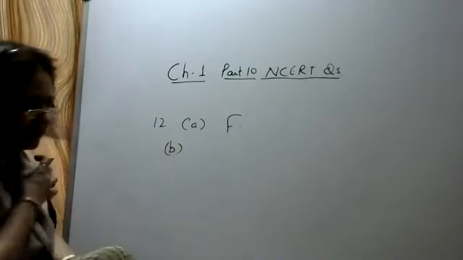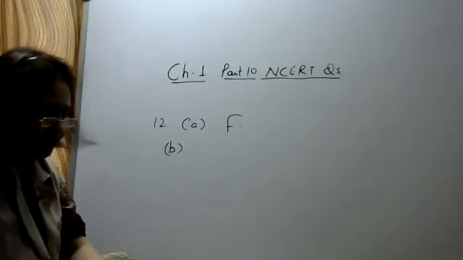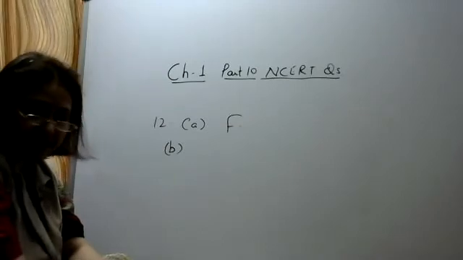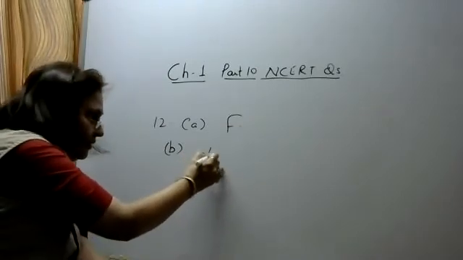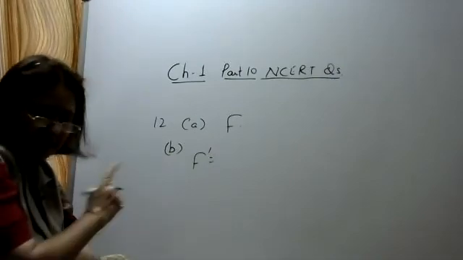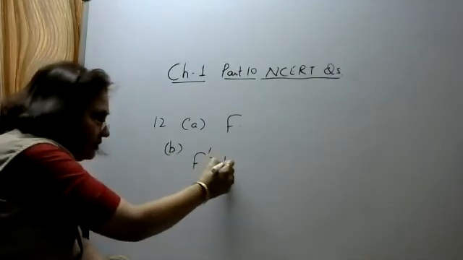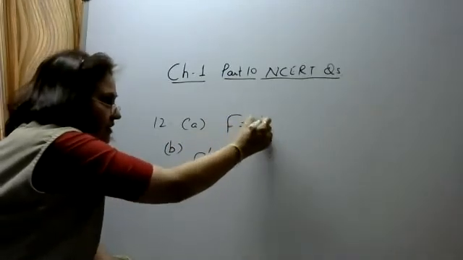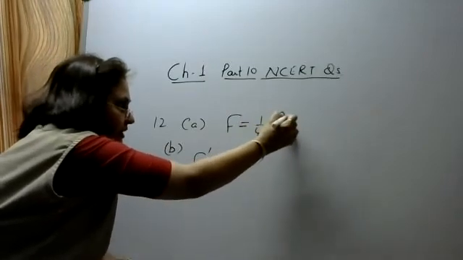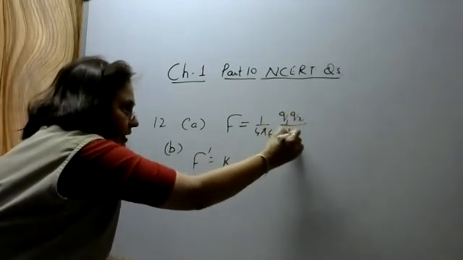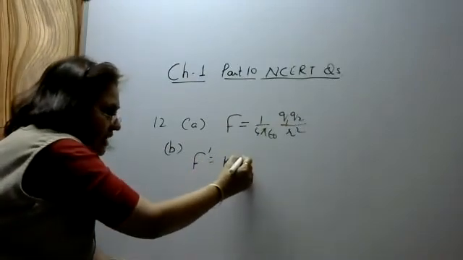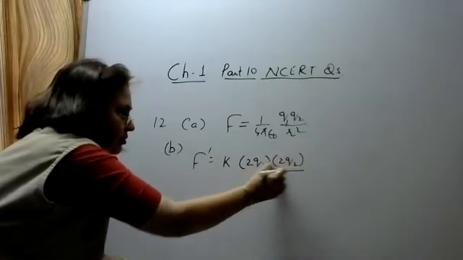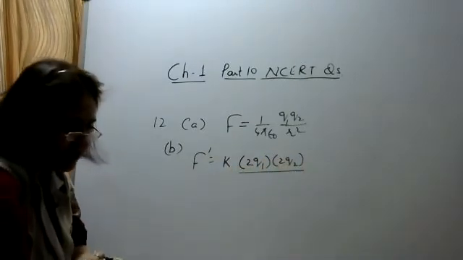Okay, now in the B part, it is said that what will be the force of repulsion if the charge on each sphere is doubled. Let the force be F dash. F dash is equal to 1 upon 4 pi epsilon naught Q1 into Q2, which are equal, upon R square. Now both the charges are doubled, that is 2Q1, 2Q2, and the distance between them is half.